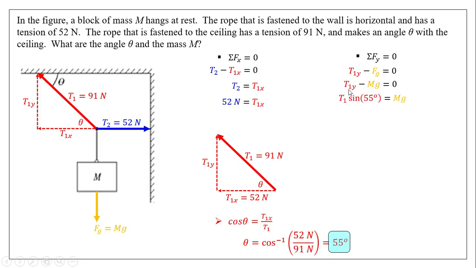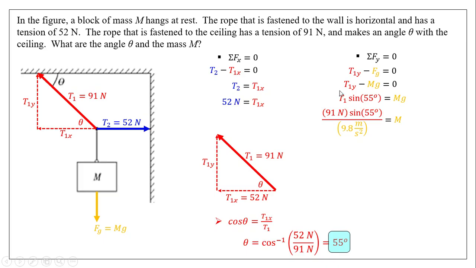Once again, T1y, if you kept up with the work, is the opposite leg, and opposite in this case would be sine of theta. So sine of theta is equal to opposite over hypotenuse. T1y here is hypotenuse times sine of 55. 55 I got from my previous work in calculating the angle. And then negative mg will be moved to the right side of the equal sign, which turns into mg. And then from here, we can just divide by g in order to find m.